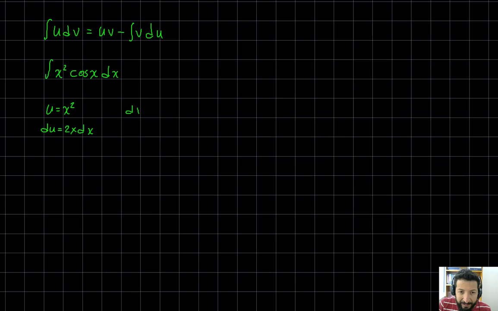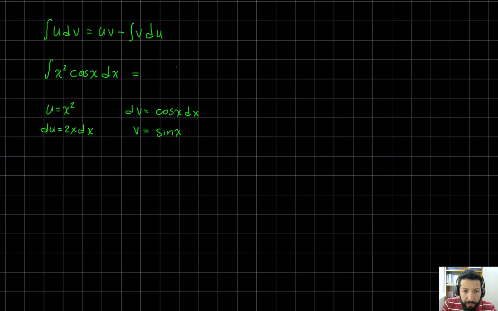So now we pick dv to be our cosine, and we have to integrate. So integrating dv gives me v, and integrating the cosine of x dx gives me sine of x. So plugging everything in place. So let's continue to this side.